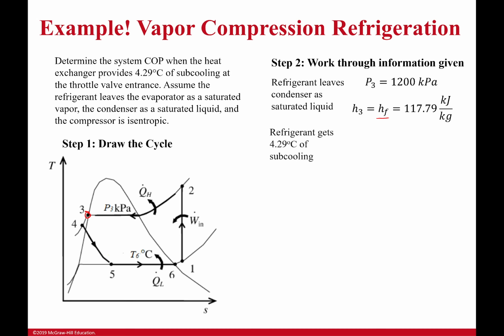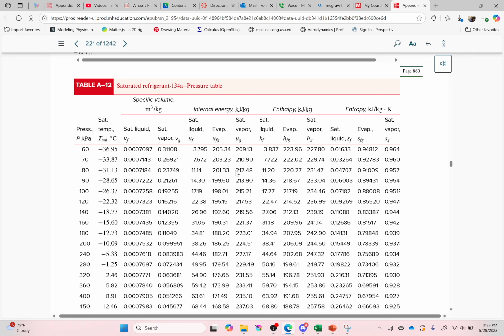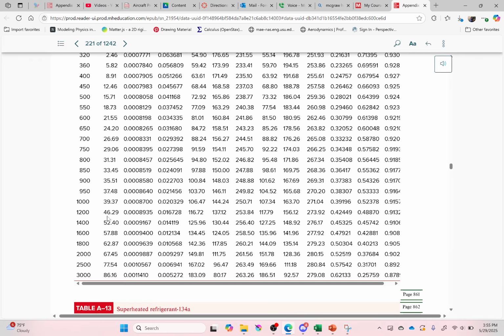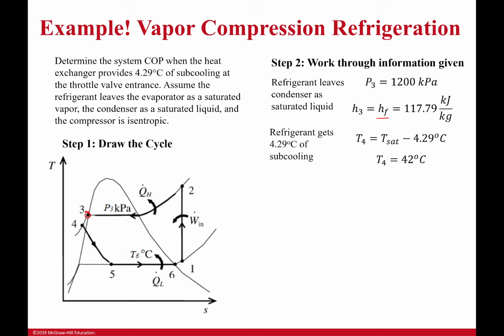Okay. So it says the refrigerant gets 4.29 degrees of subcooling. So that means that whatever my saturation temperature is at 1,200 kilopascals, I'm going to be 4.29 degrees of subcooling below that. So if we actually go to our tables, and I'll jump over there so I can show it to you. And here we are. I can go down to 1,200 kilopascals, and I can find right here that my saturation temperature is 46.29 degrees. Since it's 46.29 degrees, I go down by 4.29 degrees, and what do I have? A nice round number. Thank you, problem maker, for doing that. Okay, let's jump back to the PowerPoint. And so we have a temperature at point 4 of 42 degrees Celsius.